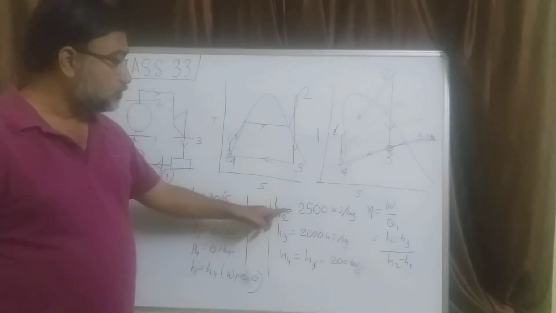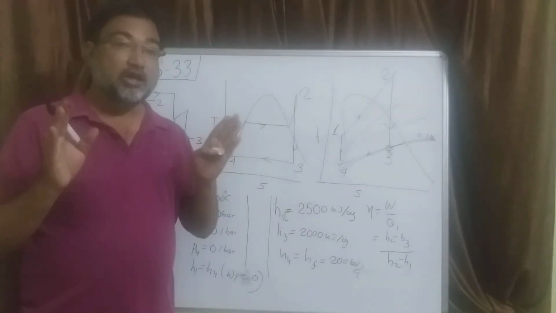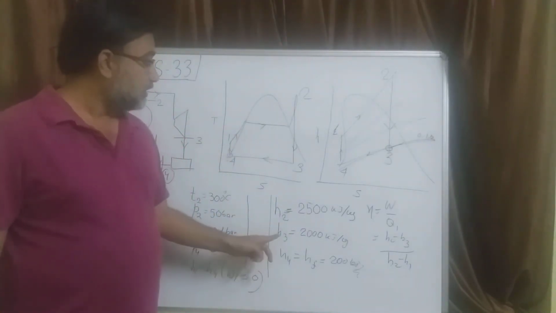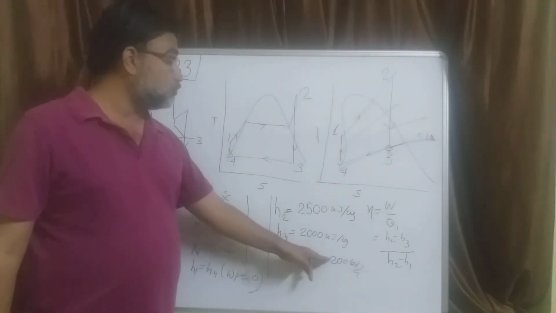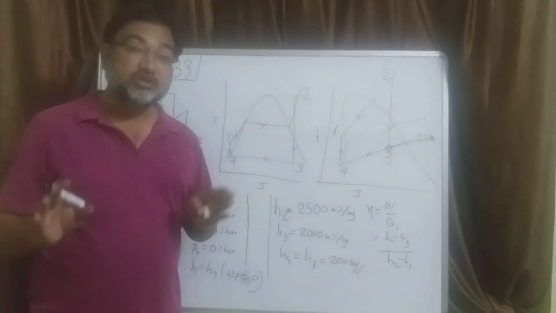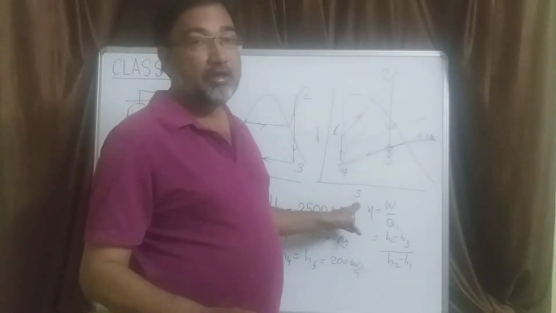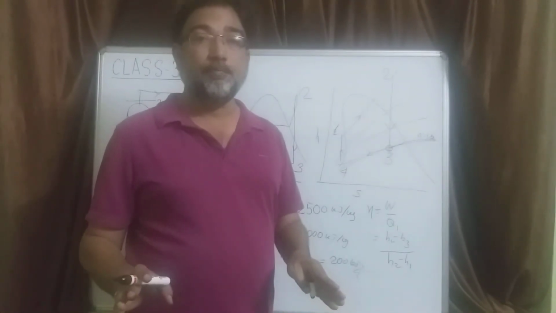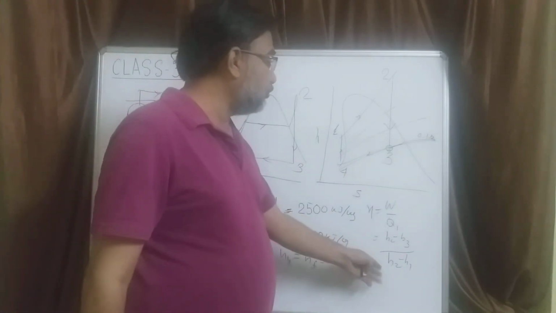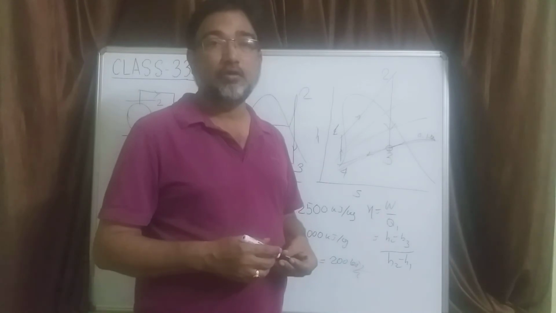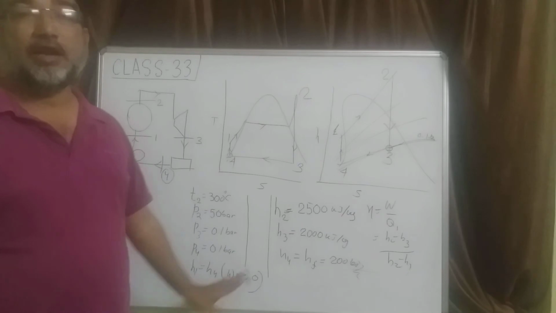So when you are writing H2 is equal to 2500 kilojoules per kg, you must write in bracket obtained from Mollier diagram. H3 is 2000 kilojoules per kg obtained from Mollier diagram. H4 is 200 kilojoules per kg obtained from steam table. Like that, you have to refer to the source from which you are getting these values, either from the Mollier diagram or from the steam table. So there you write. Okay, then you put the values and it is only an arithmetic then. Okay, so this is how you can proceed and solve the problems on Rankine cycle.